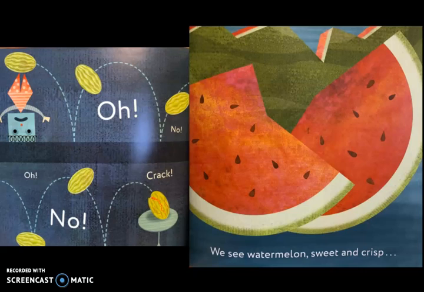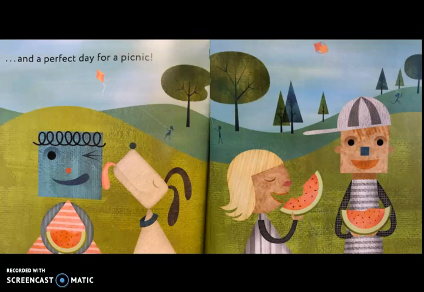We see watermelon, sweet and crisp. And a perfect day for a picnic.